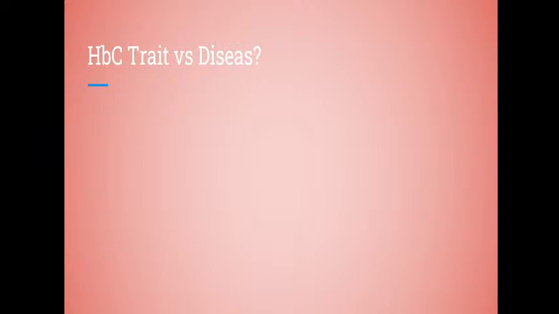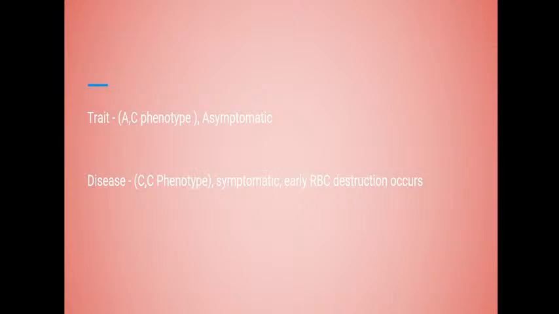All right. Okay, so how do we differentiate trait versus disease? Same as earlier. Trait is asymptomatic. Its genotype is like this: you inherited an A gene, and instead of a beta gene, you inherited a C gene. Okay, for the disease, it is one gene of C and one gene of C as well. They are symptomatic, and this often results in RBC destruction.